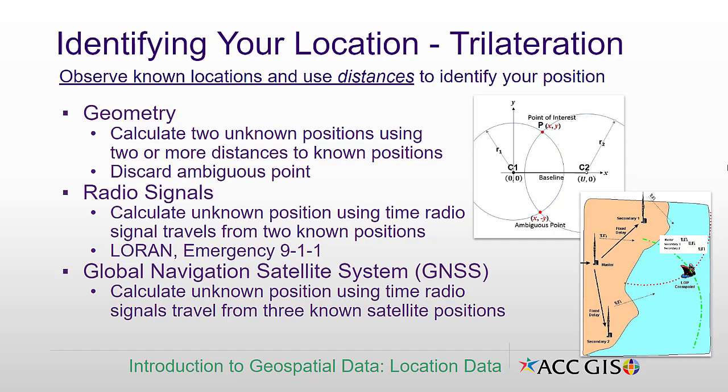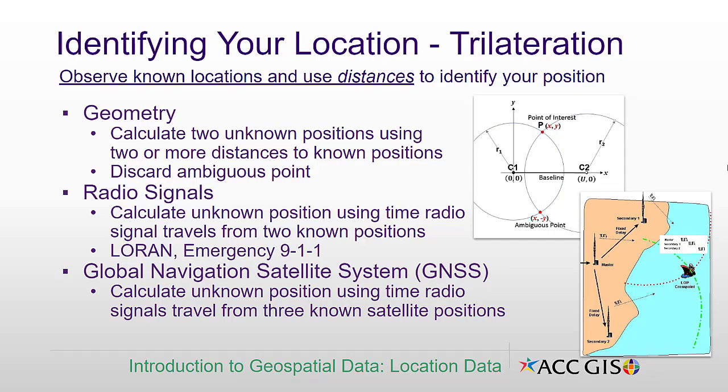The last methodology we'll discuss for identifying your location is trilateration, where you observe known locations and use distances to identify your position. And there are different approaches for doing that, including geometry, radio signals, and global navigation satellite systems. Now, the geometry for trilateration is where you calculate 2 unknown positions using 2 or more distances to known positions.